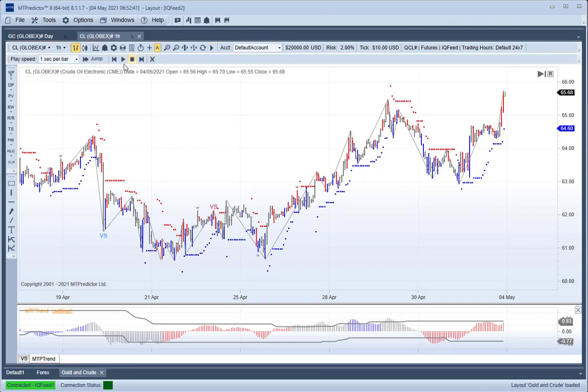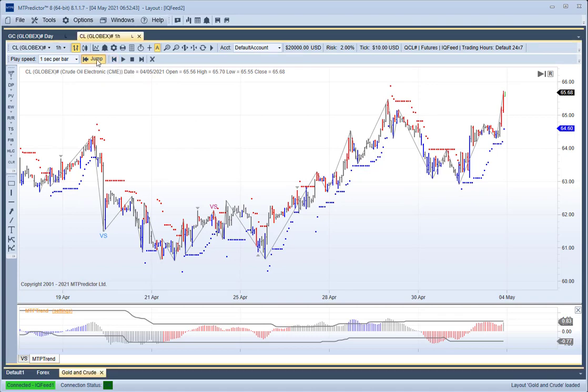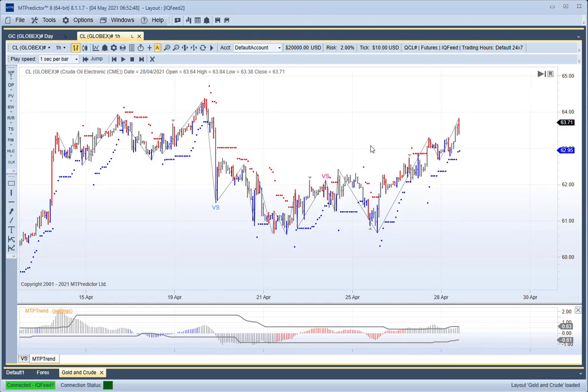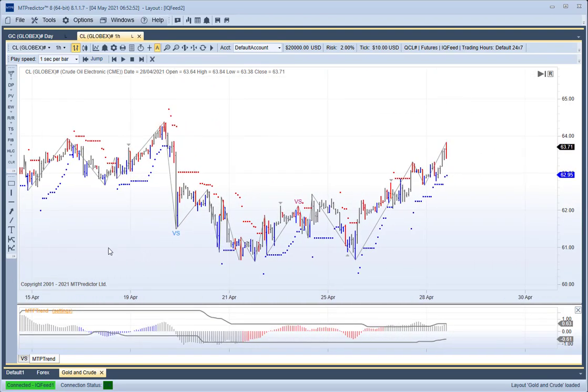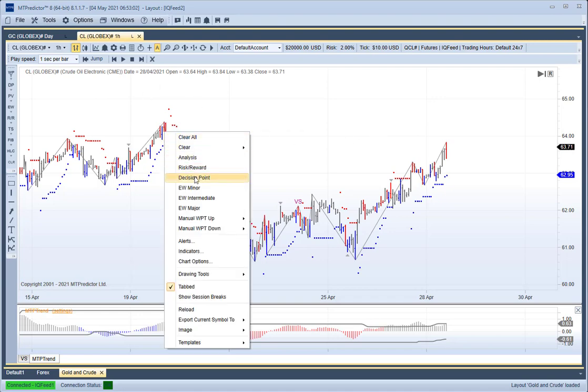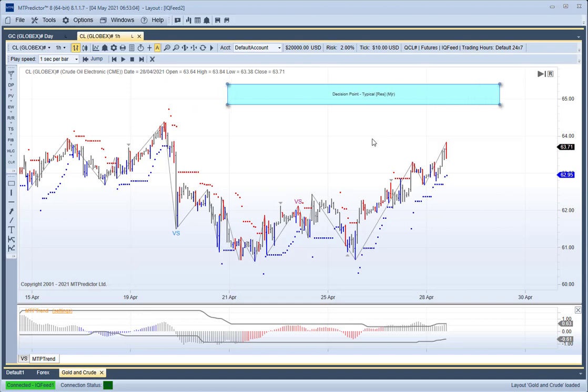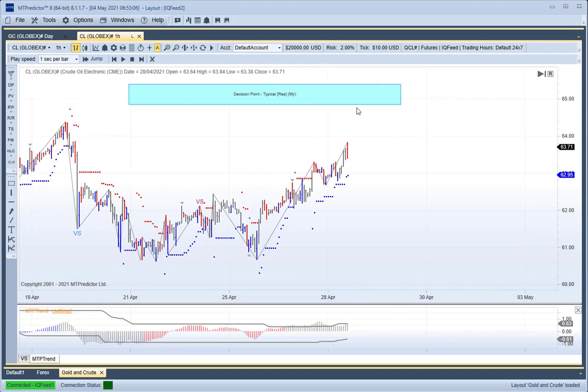I just want to use our training mode, and go back to here somewhere. To place the DPs on the chart, you select a previous pivot. We teach which ones to choose in our training webinars. In this case, this is the last major pivot on the chart here. You can see it's fairly obvious, a major high. So I right mouse click, I do decision point. Can you see how that's now on the chart in advance? It's there before the market gets there.